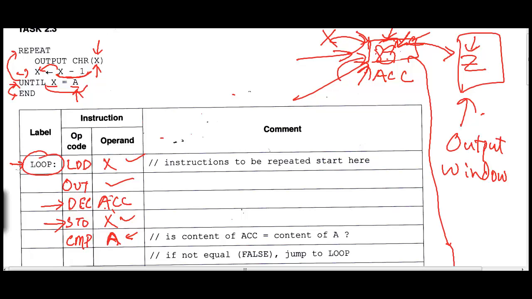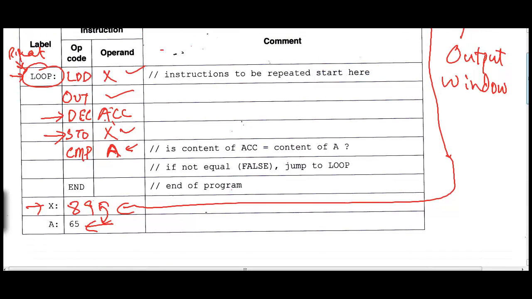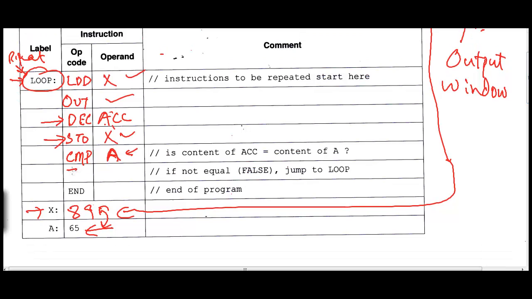Loop, right. This is the label. We've used the label loop. We could have used the label repeat here also, instead of loop. So after comparison, if the result does not match, jump. In case the result is not equal, jump back to loop.